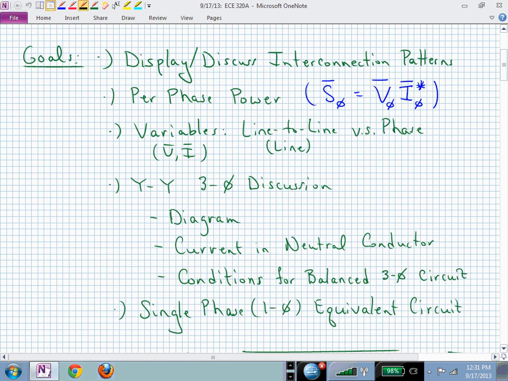I have a full screen of goals. Let's see how far we can get. Today, we will quickly display and visualize the 4 different interconnections that we talked about before. You may not be able to frantically copy all of those down, but they'll be available in the notes, and you can refer to those as needed.